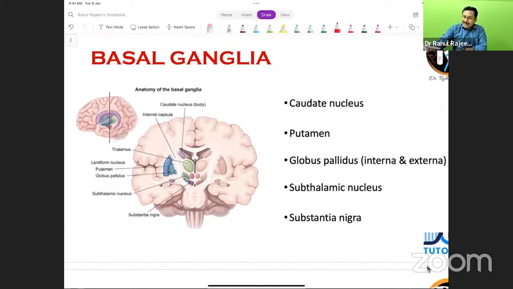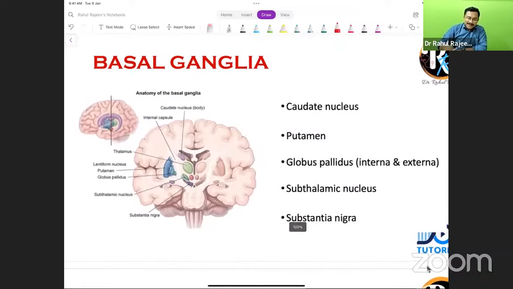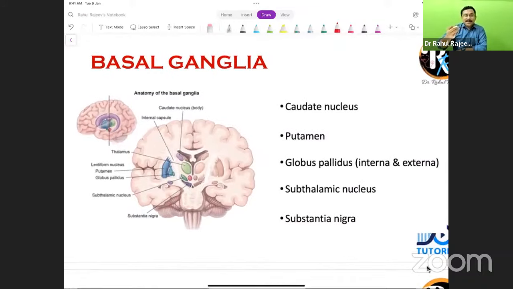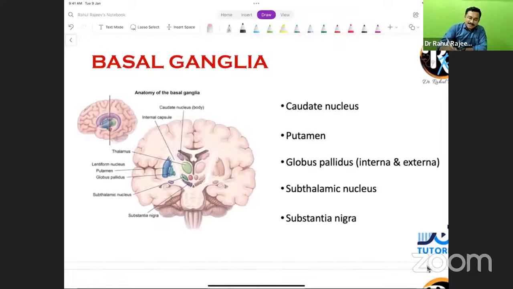Remember, basal ganglia has certain important structures. You see here, caudate nucleus, you see putamen, globus pallidus, subthalamic nucleus, substantia nigra. So basal ganglia is not a single structure. Don't think that in the brain there is one beautiful small structure called basal ganglia sitting up there. No, they are an army. They are a constellation. There are multiple structures that constitute the basal ganglia.